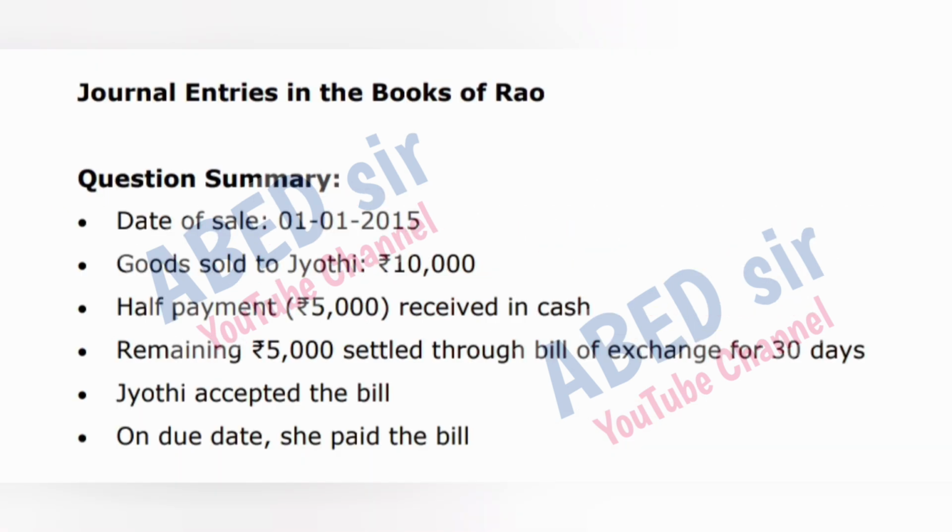Journal entries in the books of Rav. Question summary. Date of sale, 1st January 2015. Goods sold to Jyoti, 10,000 rupees. Half payment, 5,000 rupees, received in cash. Remaining 5,000 rupees settled through bill of exchange for 30 days. Jyoti accepted the bill. On due date, she paid the bill.